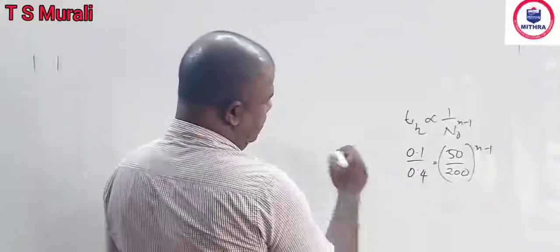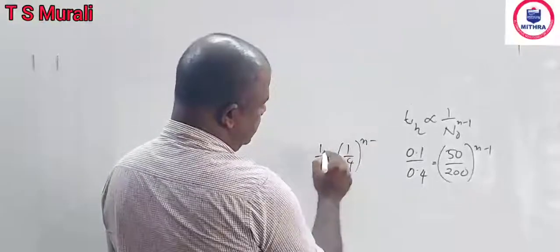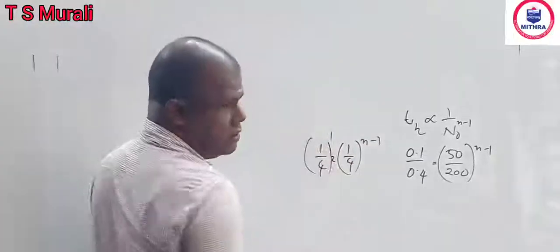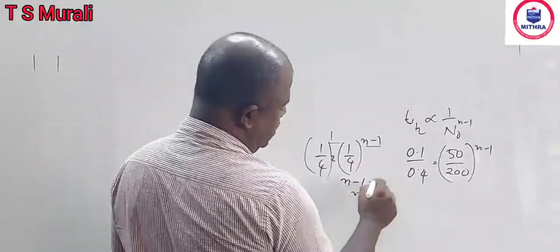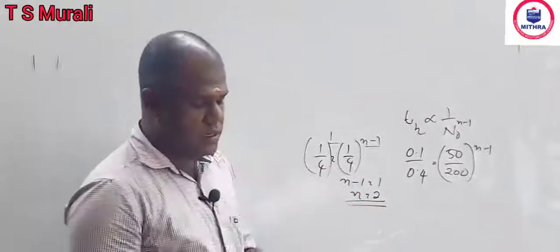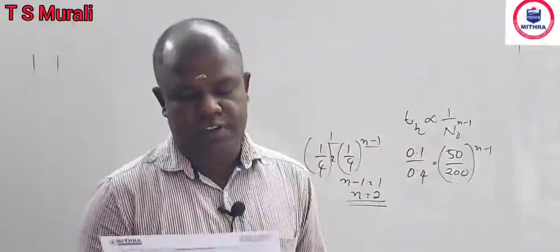This is actually 1 by 4. So 1 by 4 is equal to, this is also 1 by 4, whole raised to n minus 1. Since the base is the same, you can equate n minus 1 equal to 1, or n equal to 2. So the order of the reaction is 2. Second order reaction. Question number 6.